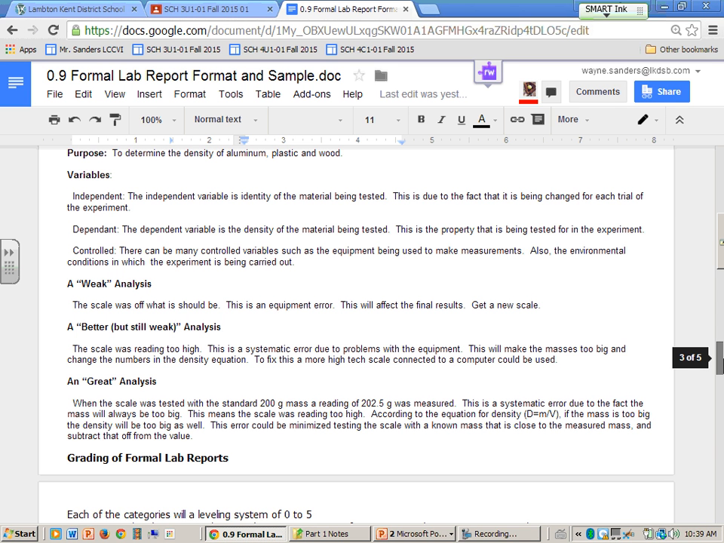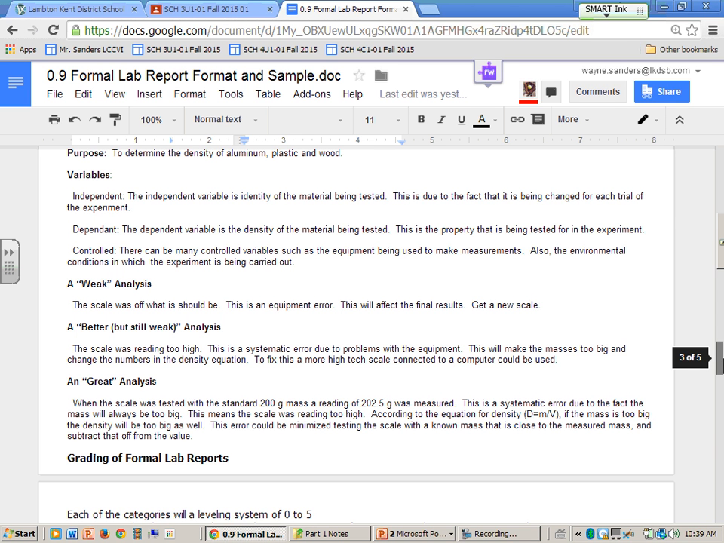So here's a better one. When the scale was tested with a 200-gram standard, so we put a standard mass on, a reading of 202.5 was measured. So it's reading too high for the 200-gram standard. This is a systematic error due to the fact that the mass will always be too big. This means the scale reading is too high. Excellent. So we've got what the error is.